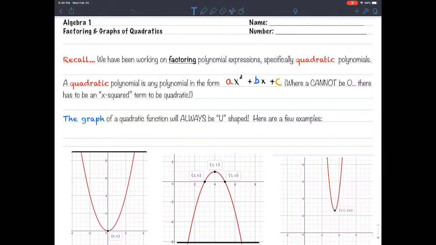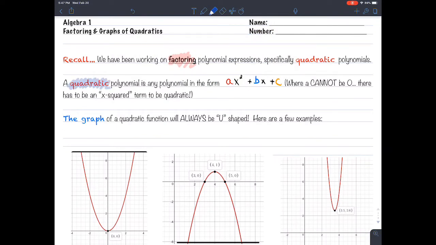So today's notes are going to cover the connection between what we've been working on, which has been factoring. We've been talking about a lot of different methods of factoring, and we're going to connect that to the graph of what these polynomial functions look like. What's important to start with today is that we're really only dealing with quadratic polynomials.